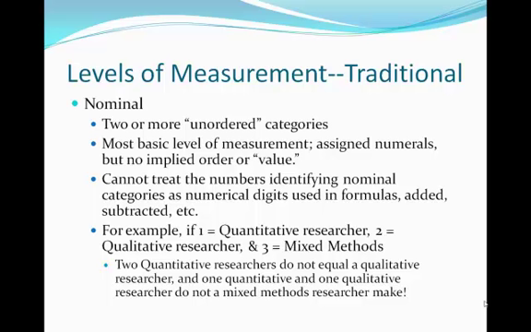So for example, if we were looking at a study where we were identifying graduate students in the School of Education as a quantitative researcher, a qualitative researcher, or a mixed methods researcher, we might assign numbers of 1, 2, and 3 for those nominal categories. Because we can't use those as numerical digits, two quantitative researchers do not equal one qualitative researcher, and a quantitative and qualitative researcher working together do not a mixed methods researcher make.